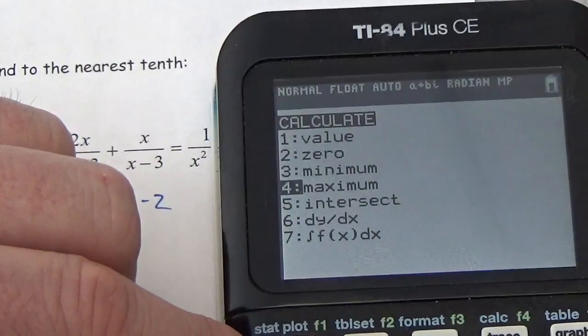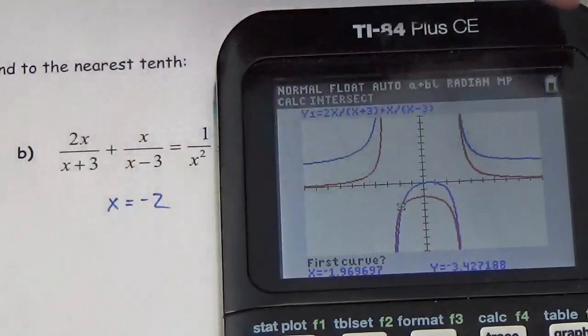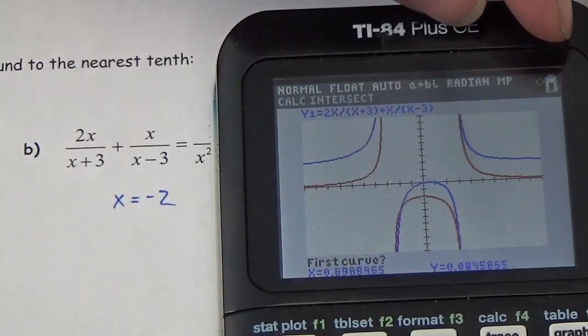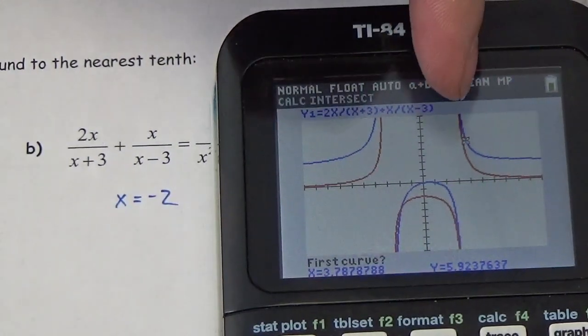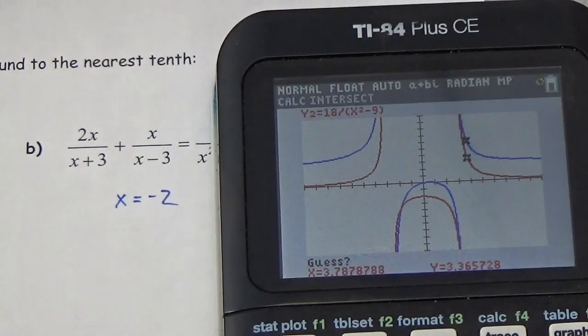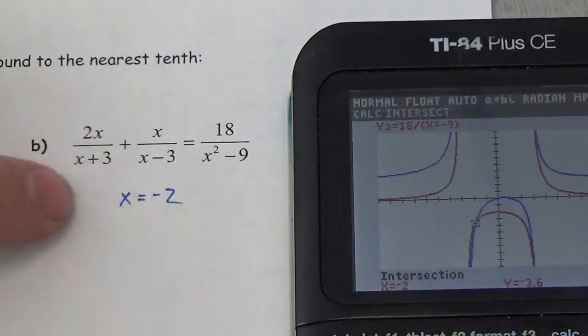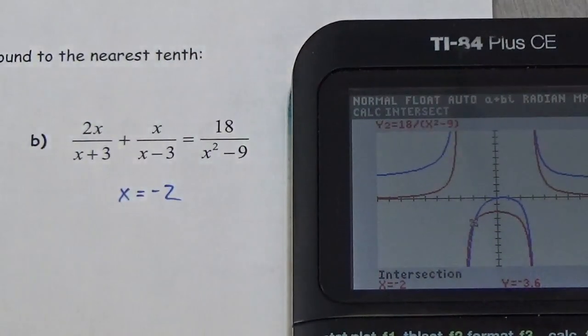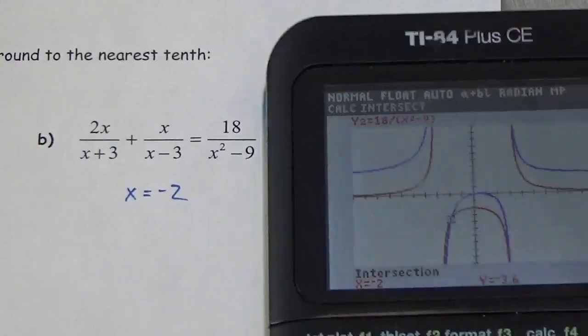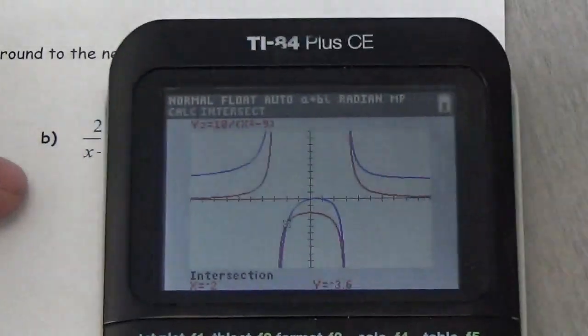Let's go try this again, intersect. This time I'm going to move over this asymptote on the right, because there might be a point of intersection here. Enter, enter, enter. And it jumped me back to here. I wasn't expecting that. So I'm only getting one point of intersection here. Now, I don't know if that feels right. Okay? So let's do this.